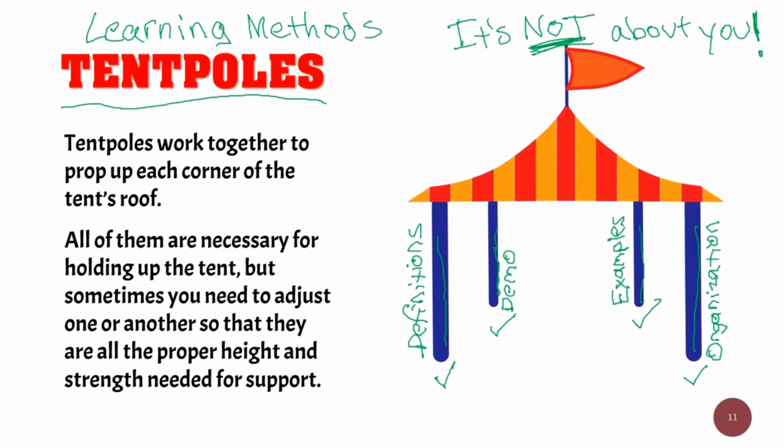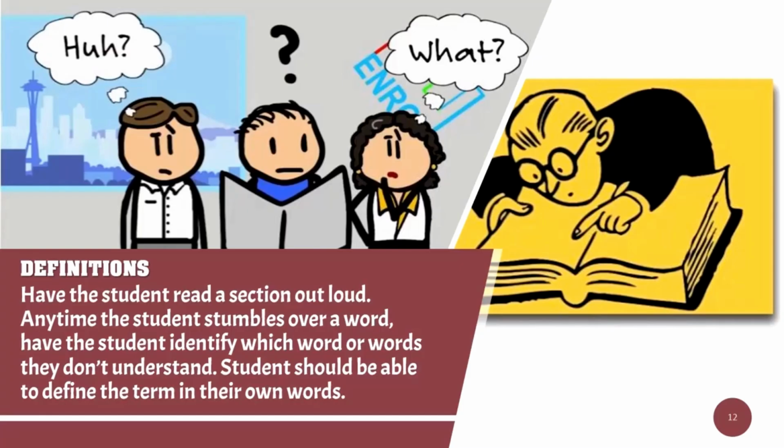So you want to make sure that the student is covering all 4 of these tent poles when they study to assure a complete understanding of the material. Now, definitions is the first tent pole.